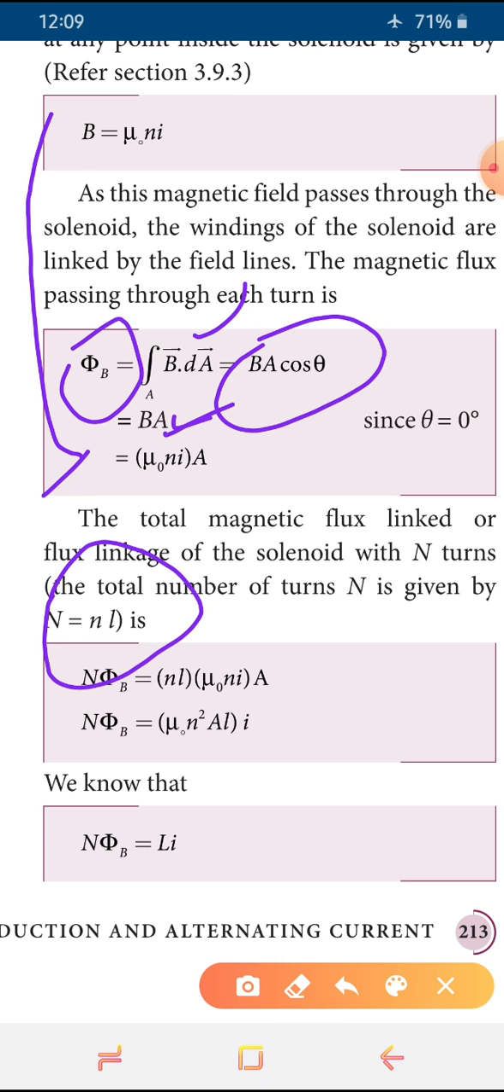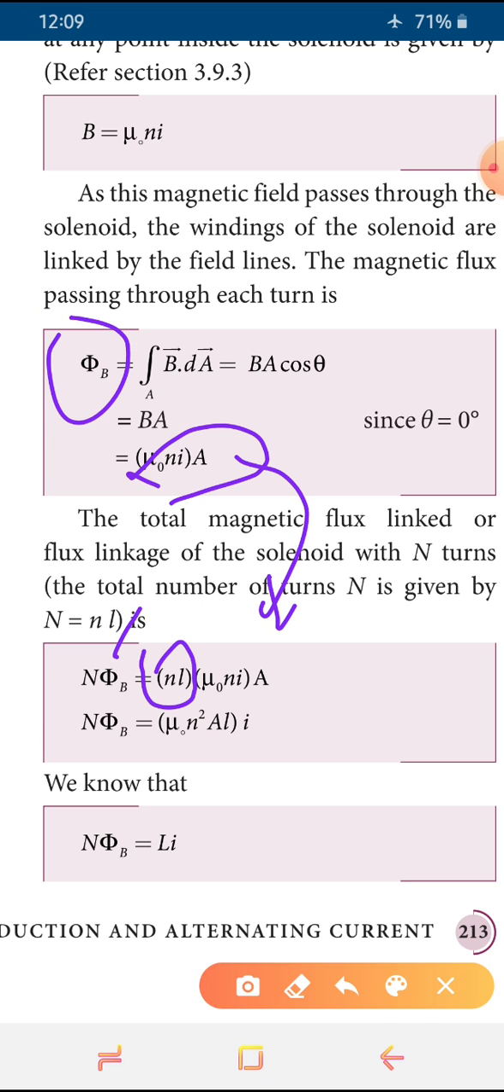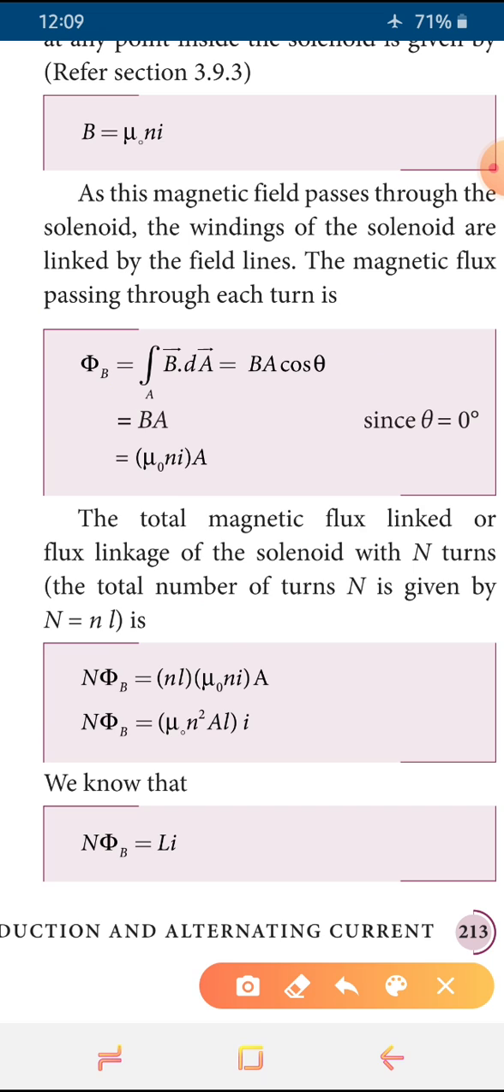Then we write the formula for the total number of turns. If we take a single unit length, then for the total number of turns we multiply the same flux with capital N. Then this equation comes: N phi B is equal to mu naught n i, which is for per unit length. For the total length it is n into L. So we write here nL mu naught n i into capital A. Children, understood? Okay, good. And next we combine this: N phi B is equal to mu naught n square A L into I. You know very well how this equation looked.